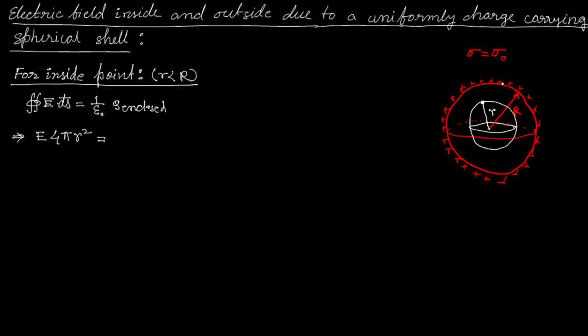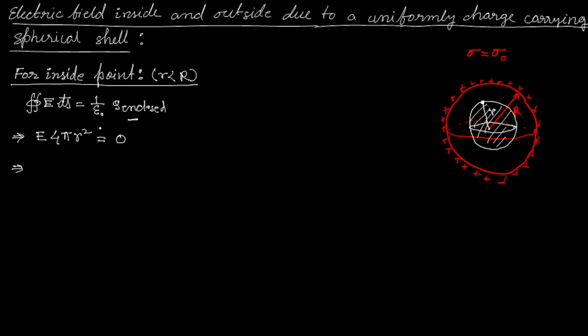In this case the charge lies on the surface of the spherical shell. So what will be the enclosed charge within this Gaussian surface? It will be 0. So if the enclosed charge is 0, then what will be the value of the electric field? You see the enclosed charge is 0. That simply suggests that the total surface integral will be 0.